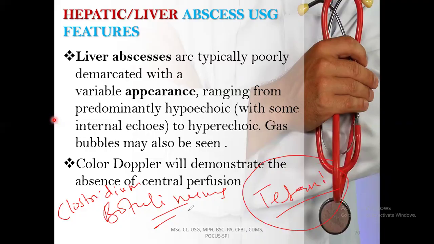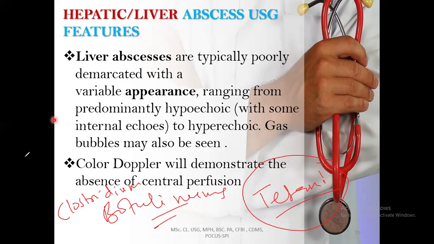When these bacteria find their way into the liver and cause an abscess, you see that the abscess will have gas bubbles inside. So when you take a scan, you see white stuff inside. That's gas. Color Doppler will demonstrate absence of central perfusion. So in an abscess, the cells are dead. That's why they were able to form that pus or pussy kind of fluid. You understand? So the cells are dead.